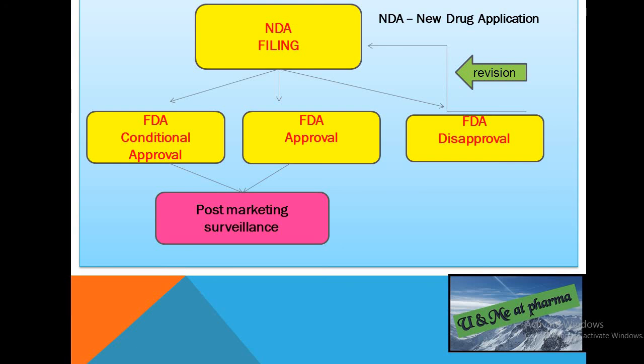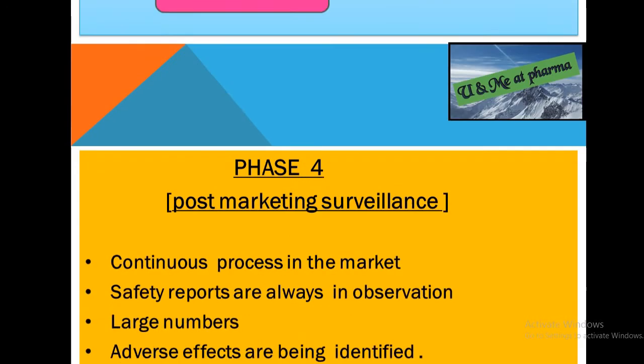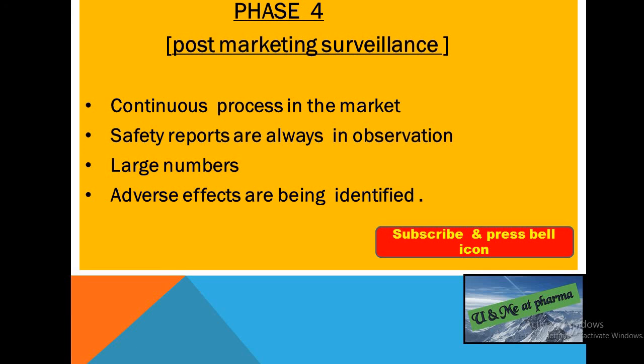Once the NDA approves the drug to get into the market, next comes phase 4. This is the last and final stage of the drug discovery process. It is also called post-marketing surveillance. It's quite different from other phases because it's not a 1 year or 2 year process; it's a continuous process in the market.